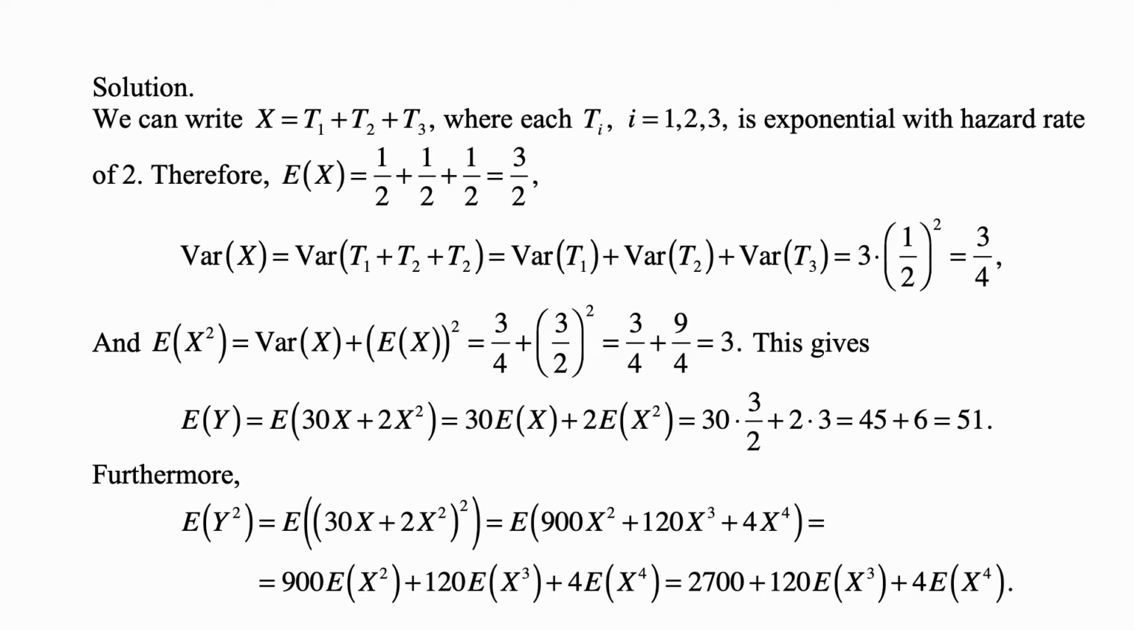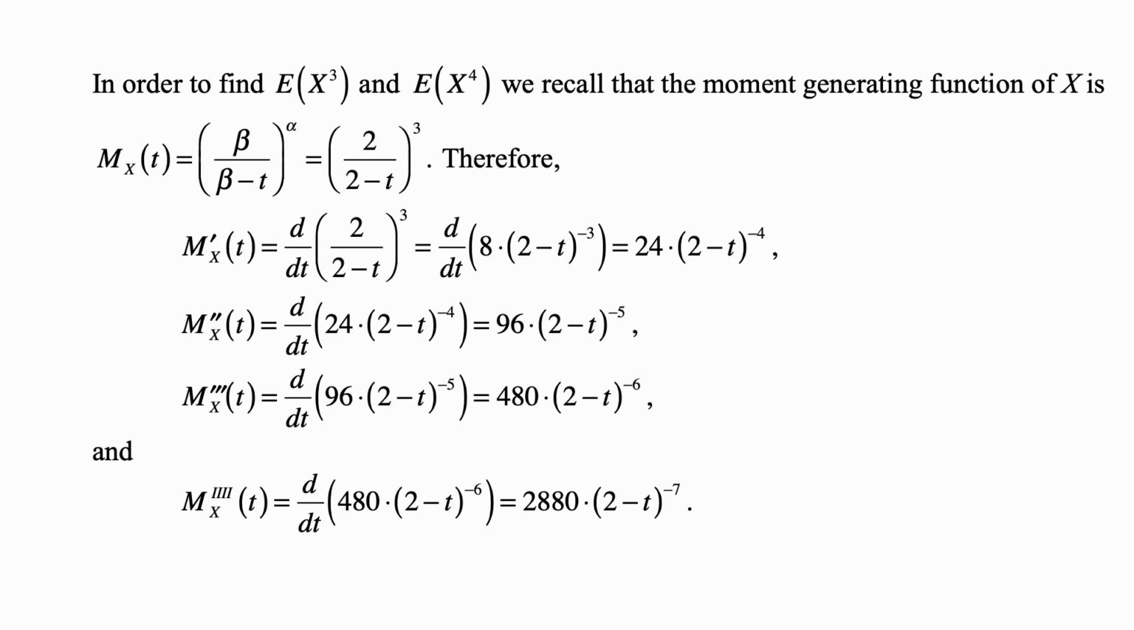Furthermore, E of Y squared is the expected value of the square of 30X plus 2X squared. So it's the expected value of 900X squared plus 120X cubed plus 4X to the fourth. Well, we know E of X squared. We calculated it as 3. So 900 times 3 is 2700, and then we are left with 120 E of X cubed plus 4 E of X to the fourth.